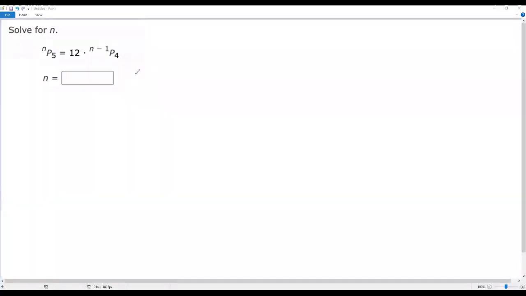Here we have a pre-calculus problem. Okay, let's go to the question. Solve for n: nP5 equals 12 times (n-1)P4. n equals to. Okay, here we have a permutation. There is nP5 and (n-1)P4. In the given equation, we have to find the value of n.